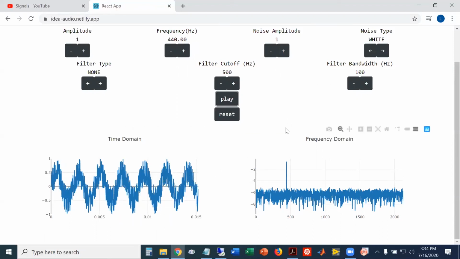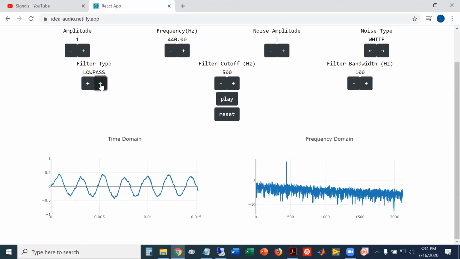Now, for audio applications, or if you're sending data, you want to filter out this noise that's on top of your signal. There are different types of filters. One is called low pass. What it does is it allows the low frequencies to go through, and it attenuates the higher frequencies. So it sounds a little bit better, but you can still hear this background noise.